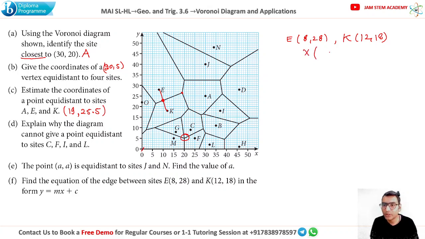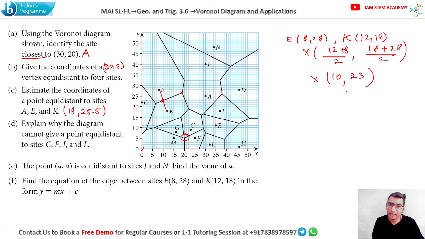Okay, so the coordinates of x will be 12 plus 8 divided by 2, the average of x. Similarly, the average of y, 18 plus 28 divided by 2. That gives us 20 by 2, which means 10, and it is 46. 46 by 2, 23. So this is the midpoint. Okay, 10, 23. Now let's find the equation of a line passing through 10, 23.